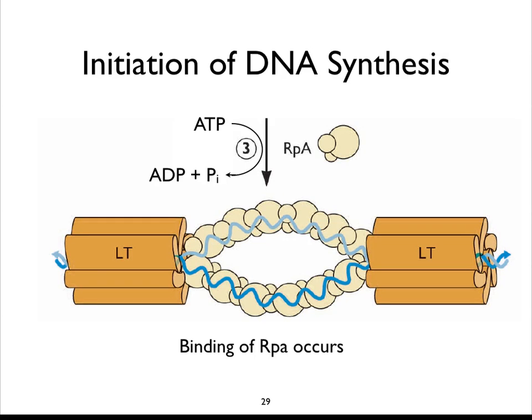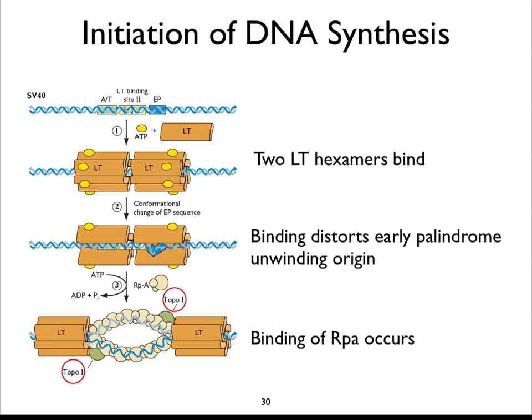Along comes a host protein, replication protein A, that coats the DNA. And now what you have is single strands that are separated. The helicase opens them, RPA binds to it, and allows these two pieces of DNA to separate. So they're now in a configuration which makes them accessible for initiating DNA synthesis.